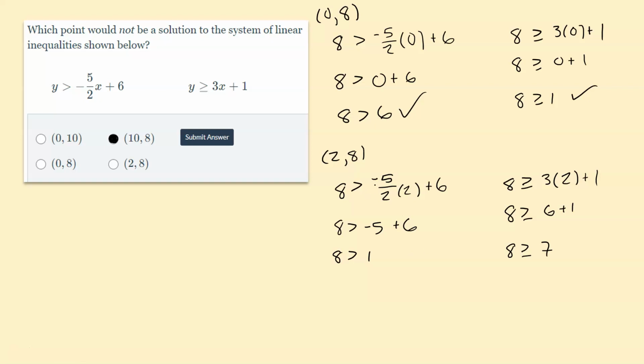Now (2, 8), plugging it into this equation here, we have 8 is greater than negative 5 halves times 2 plus 6. Negative 5 halves times 2 is negative 5, plus 6 is 1. 8 is greater than 1. That works.